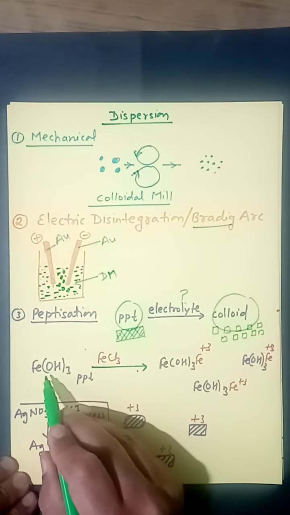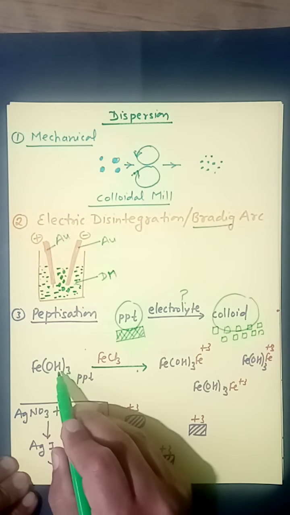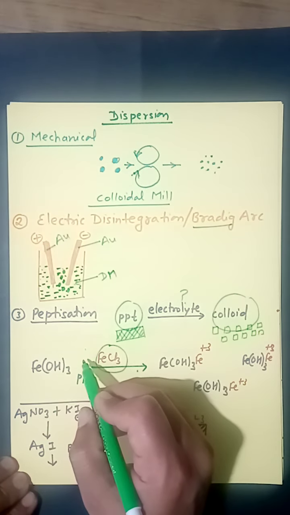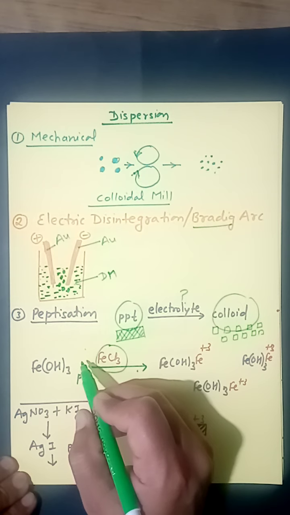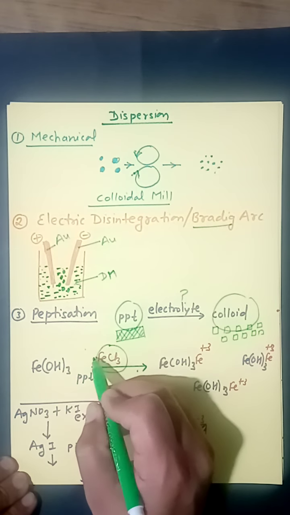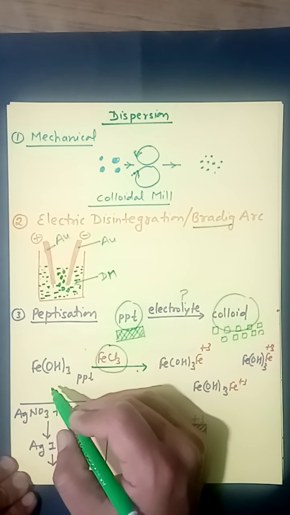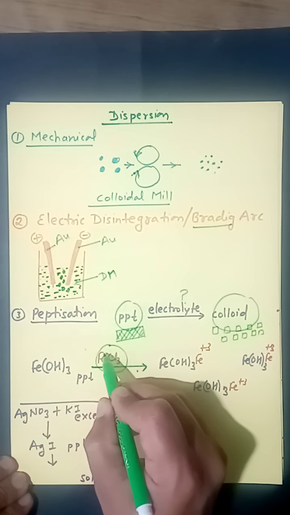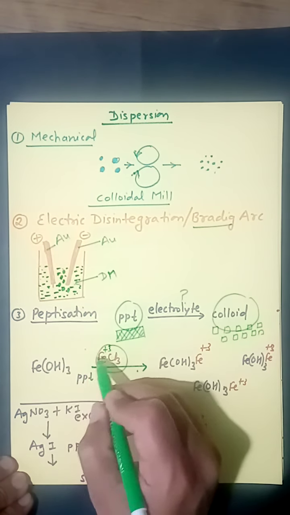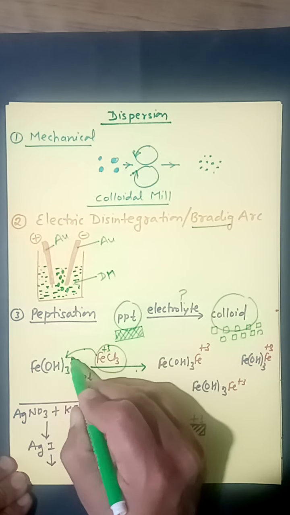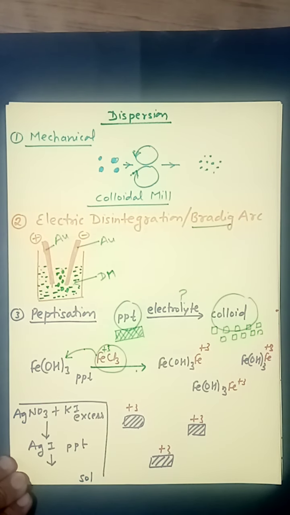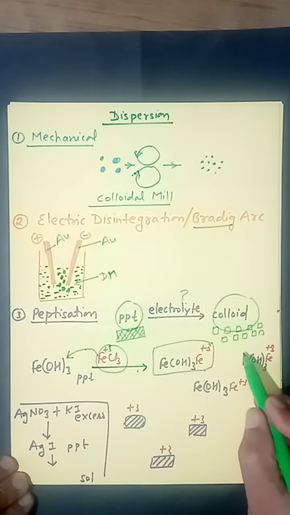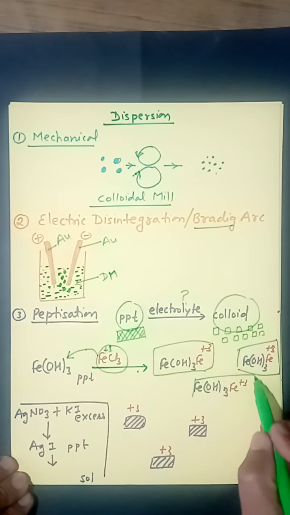Look here. This is a precipitate of ferric hydroxide. When you shake with this electrolyte, due to a property of substances which says that like ions are easily adsorbed by the adsorbent, here the like ion, since this is ferric hydroxide, is Fe+3. Fe+3 will be adsorbed over ferric hydroxide, and once it is adsorbed, you can see it is converted into such positively charged particles.